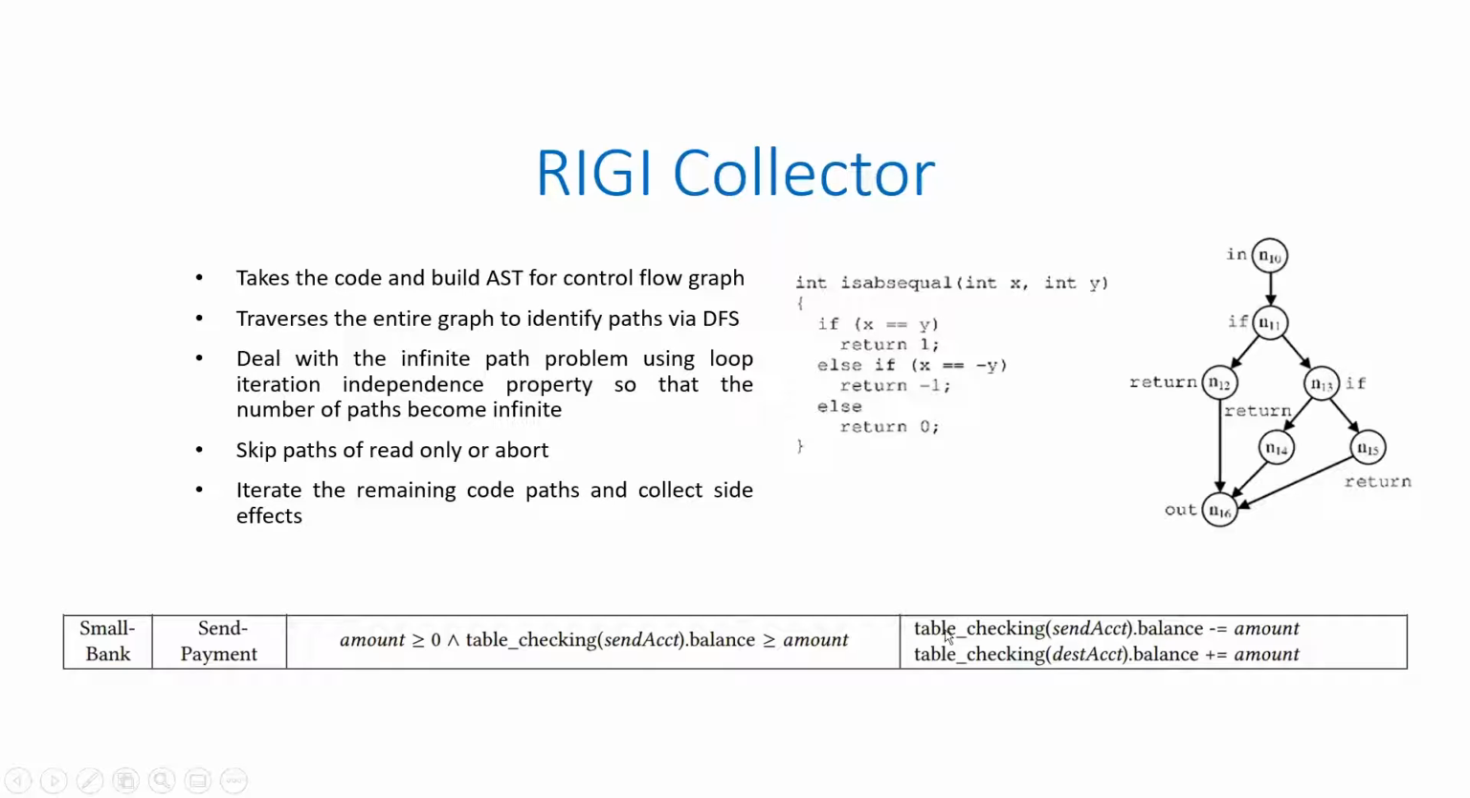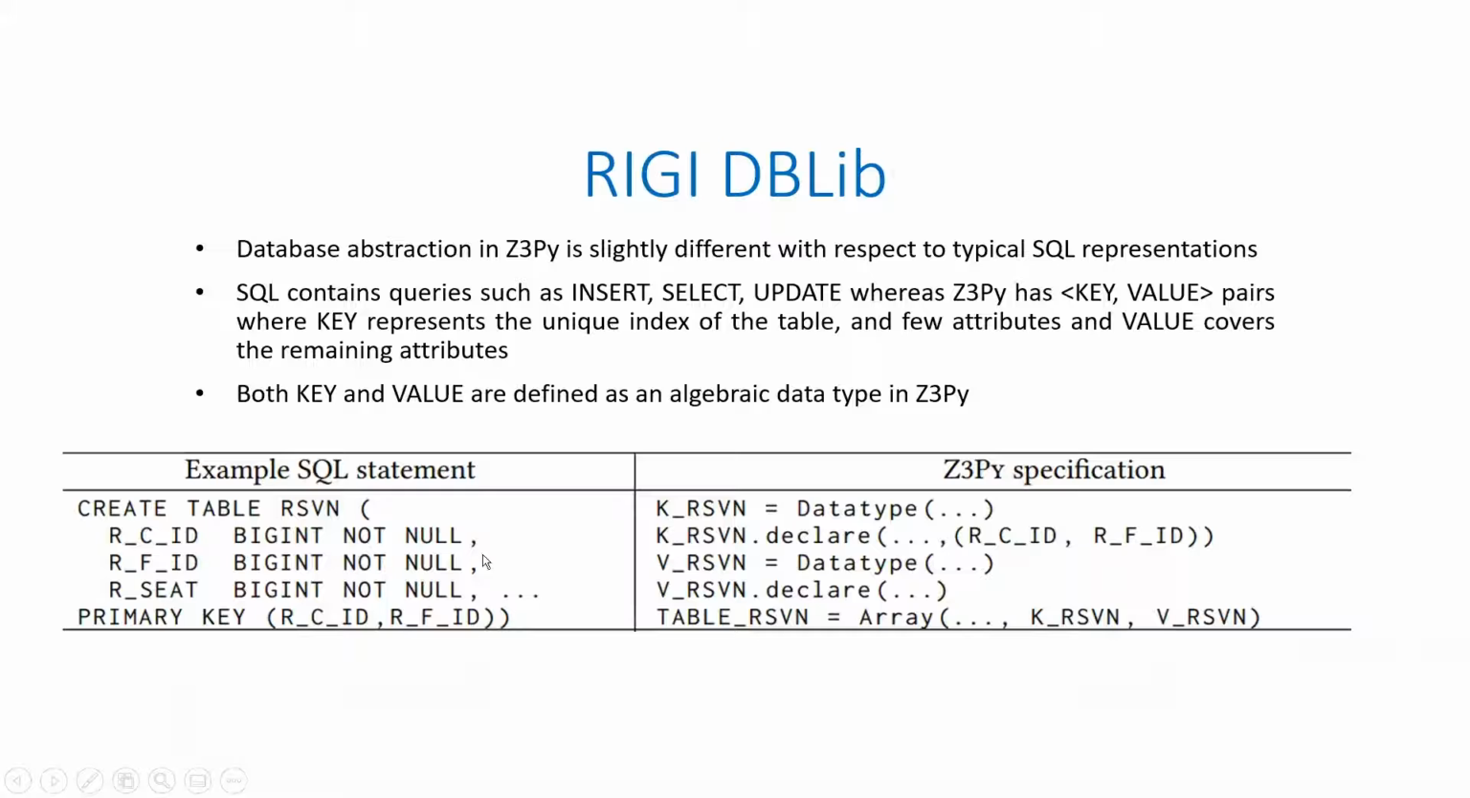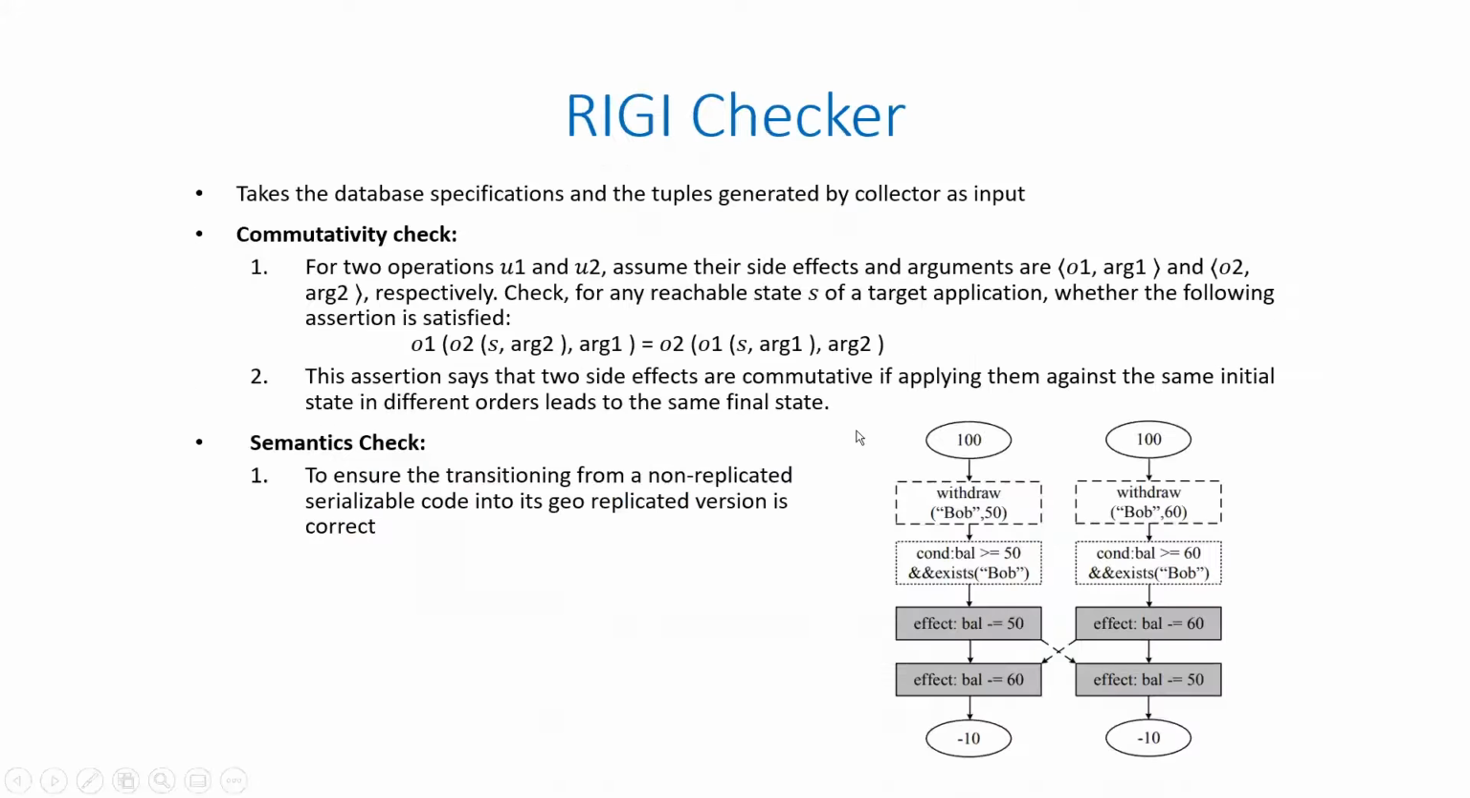So once these conditions and side effects are generated from the collector, they are given to this DBLib, where all these effects are transformed into a Z3PY specification. For example, here is a create table query, and the right-hand side is the Z3PY specification of create table. They have keywords like declare or array specifications for all the keys, all the columns, etc.